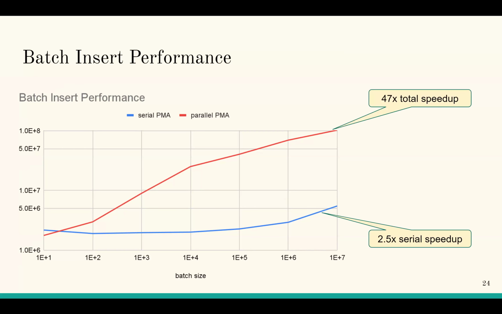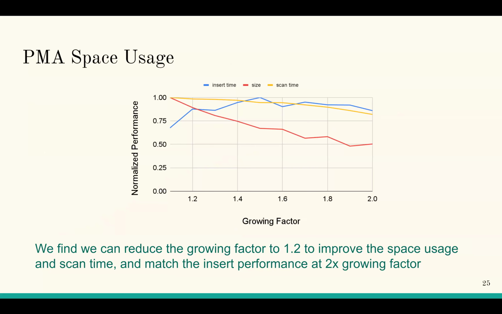And we get 47x total speedup on the parallel batch insertion, which sounds great until I tell you that we ran this on 128 threads. And 20x parallel speedup on 128 threads is not great. So what is the issue? The issue here ends up being memory bandwidth bound. We simply run out of the amount of memory we can transfer across this machine. And so what is the answer? We have to make our data structure smaller.